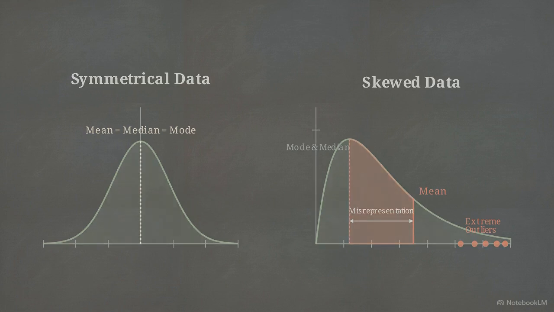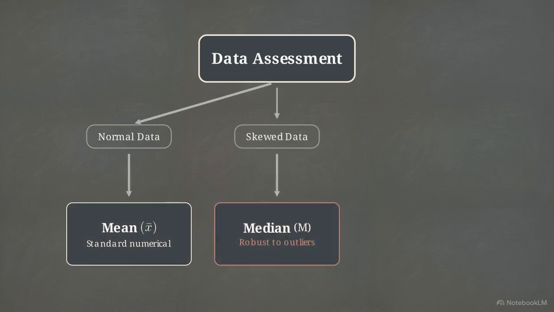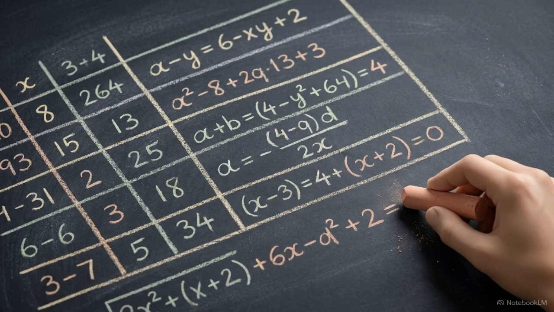This gives us a definitive decision matrix. Use the mean for normal data, trust the median for skewed data with extreme values, and rely on the mode for qualitative or nominal traits. Practice these equations and apply the correct metrics to your own problem sets.